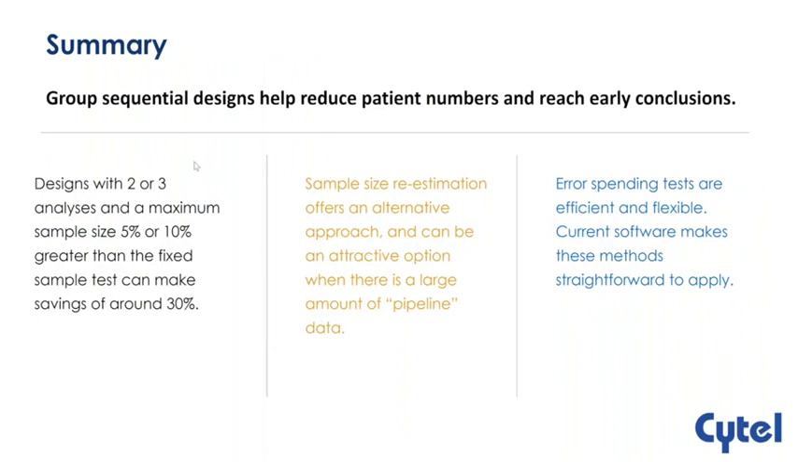Here are the summaries. Group sequential designs, they can save you a lot, 30% of your sample size compared to a fixed sample test. You can get similar designs under a sample size re-estimation approach, and I'd say that's particularly attractive when you've got a large amount of pipeline data. We have specific designs to recommend, and there's current software to implement them.